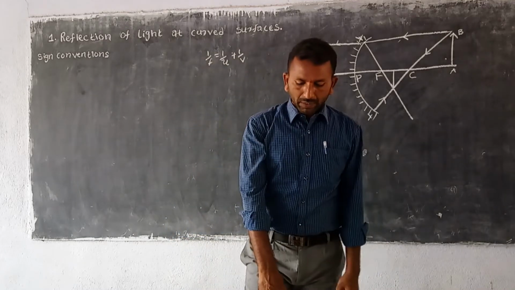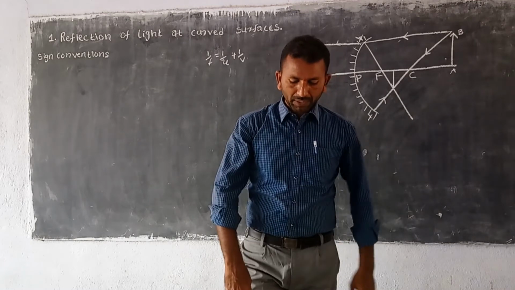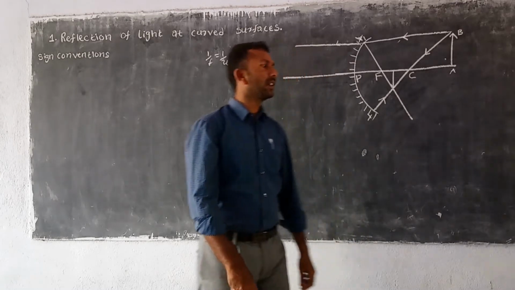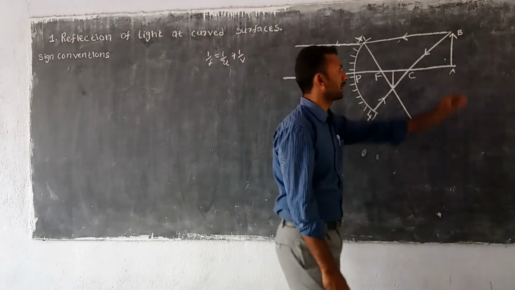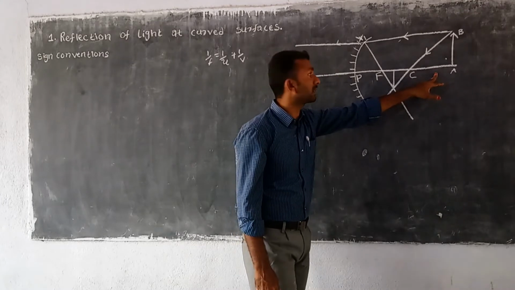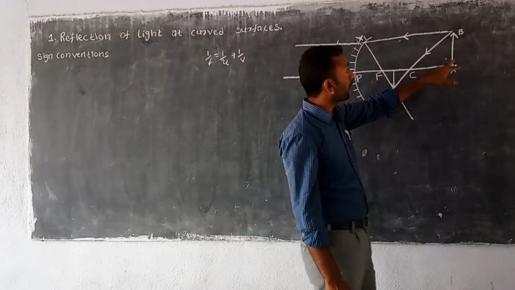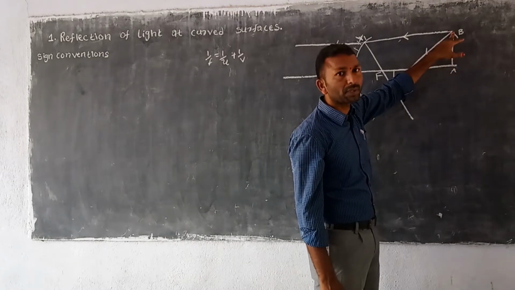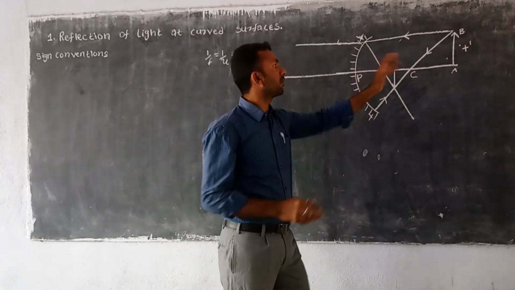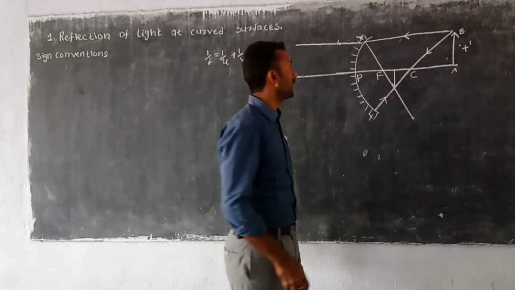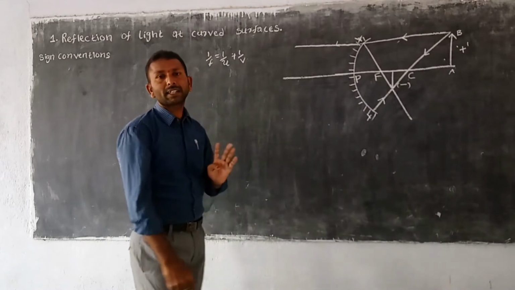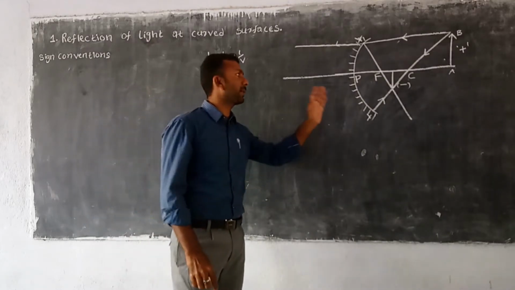And third one, height of the object and height of the image are positive if measured upward from the axis, and negative if measured downwards. Third sign convention: if you are measuring the values above the principal axis, that is the upward direction, we take them as positive values. If the values are measured downwards from the principal axis, those values are taken as negative. These are the three sign conventions while you are measuring values from a mirror.